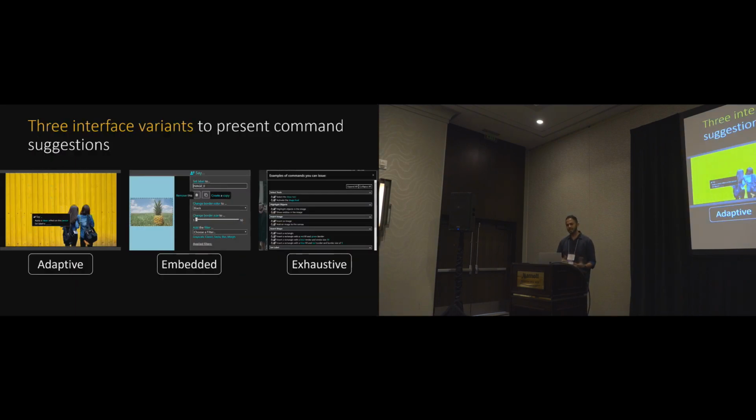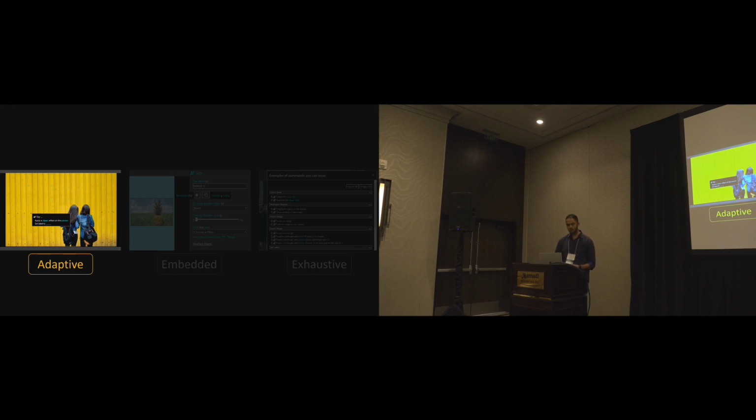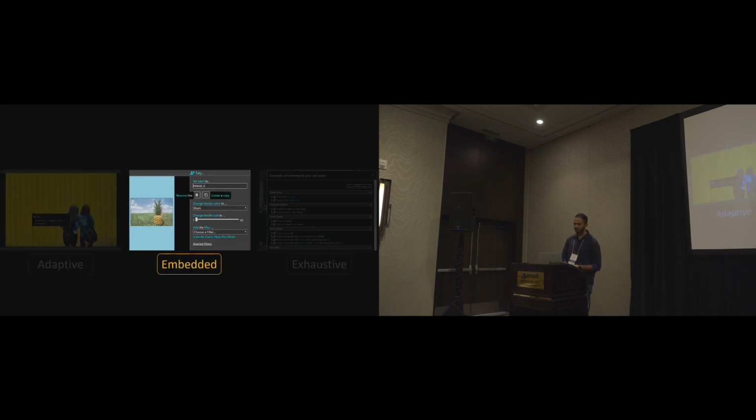With these different design considerations in mind, to test the general idea of suggesting contextual commands as a way to enhance discoverability, we implemented 3 interfaces that were used to present command suggestions. The first one we call the adaptive interface, and this is the one that I just presented where the suggestions are shown as tooltips when users point on different parts of the interface. We also implemented a second design that we call the embedded interface, where the basic idea was to augment the existing UI with speech commands.